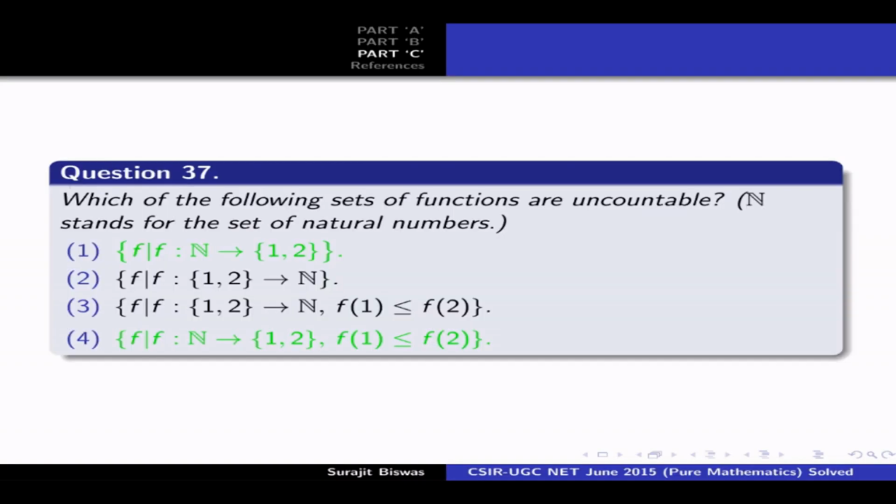Question number 37 is, which of the following sets of functions are uncountable? N stands for the set of natural numbers. So the first option is the collection of all functions from N to {1, 2}. Okay, so we verify things one by one.